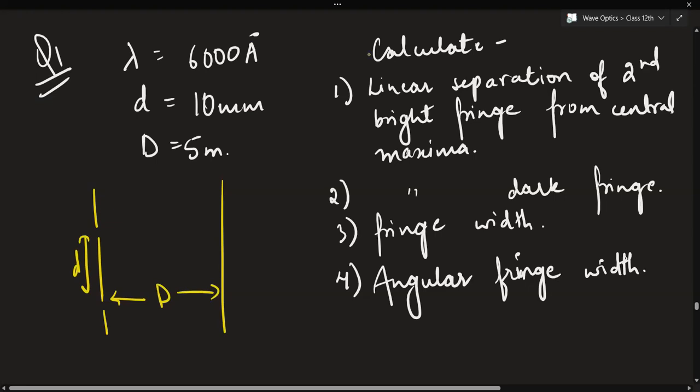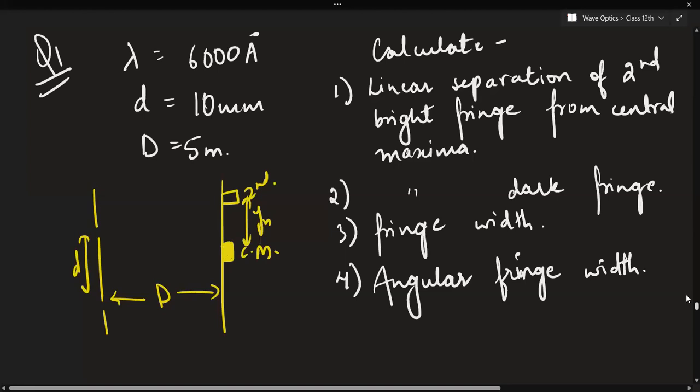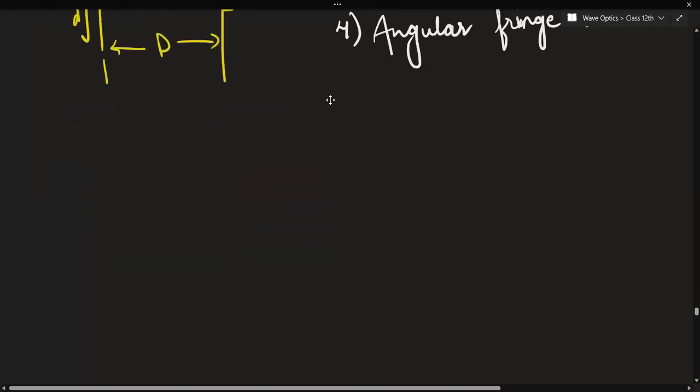You have to calculate the linear separation of the second bright fringe from the central maxima. If the central maxima is formed somewhere here, and this is the second bright fringe that you're getting, then this separation is yn. Remember, we had calculated yn for the bright fringes as well as for the dark fringes. Right now we have to find it for the bright fringe. The formula was n lambda capital D by small d, the linear separation from the central maxima for bright fringes.